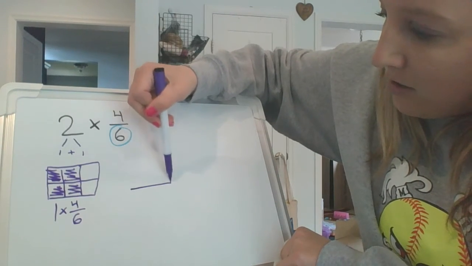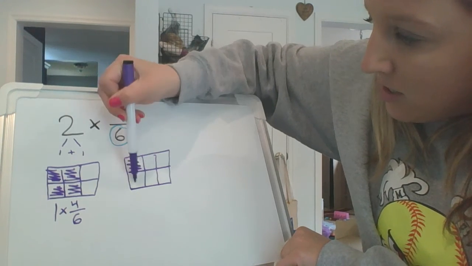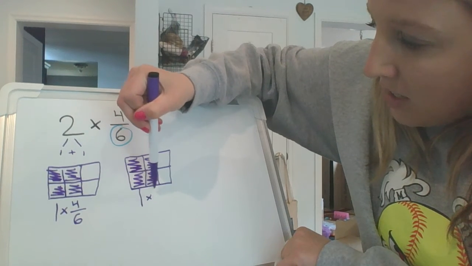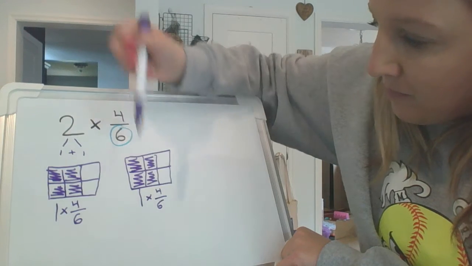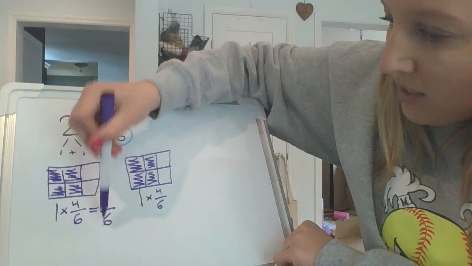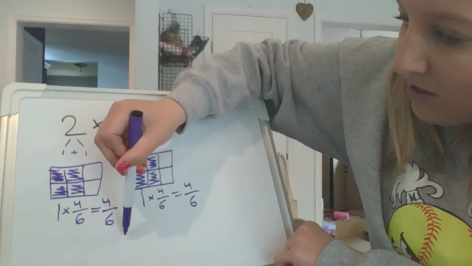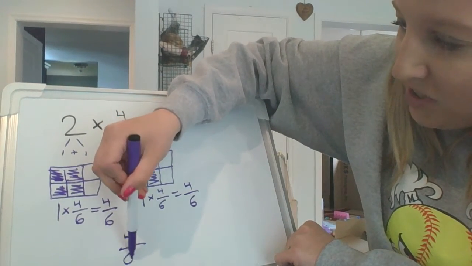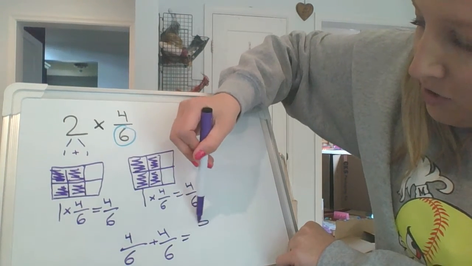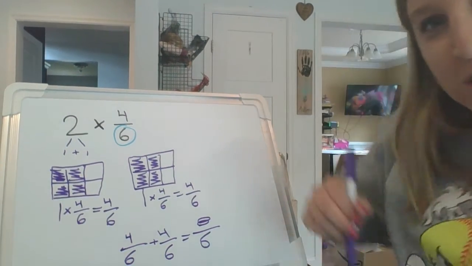Then I have another model that is broken into 6, and 4/6 is shaded. And that is representing 1 times 4/6. Okay, so 1 times 4/6 equals 4/6. Then I add them together. Well, that's what we just did. We just did 4/6 plus 4/6, which is going to equal 8/6. Sorry, my handwriting's kind of messy because I'm trying to do this upside down a little bit.